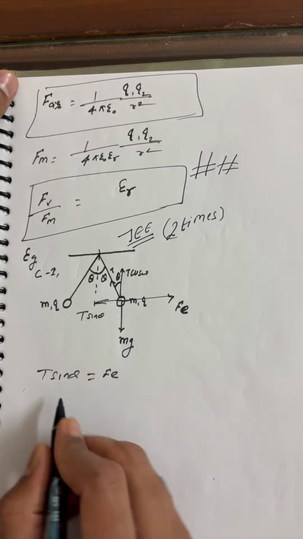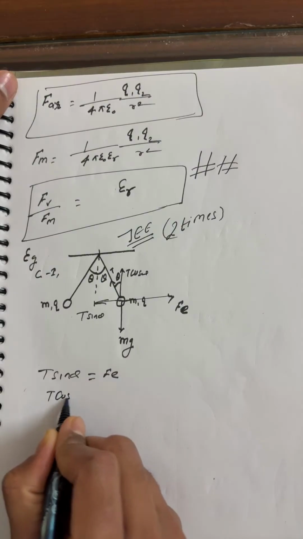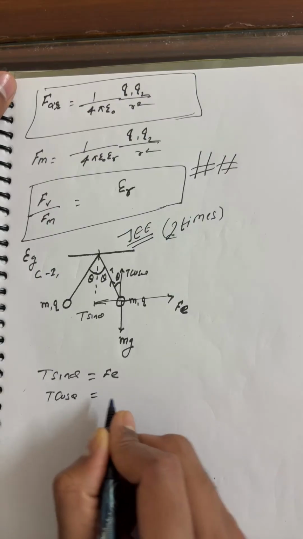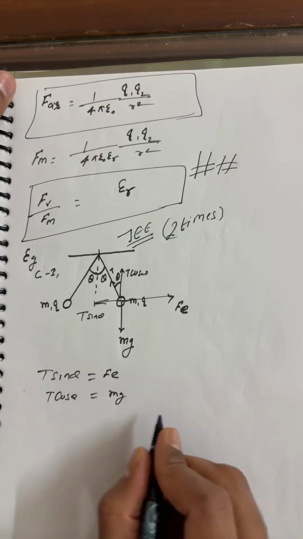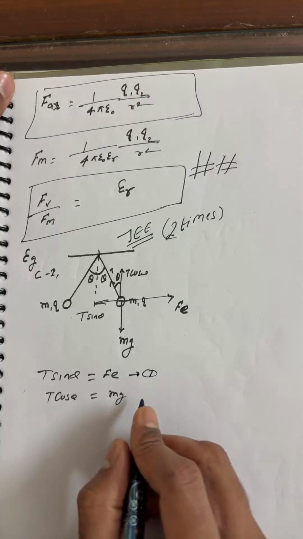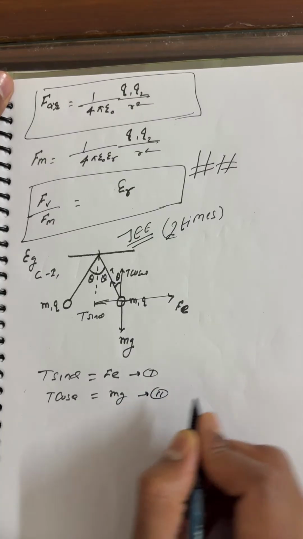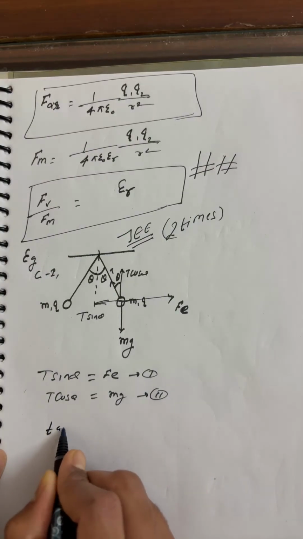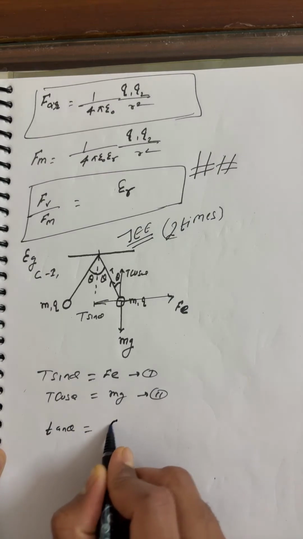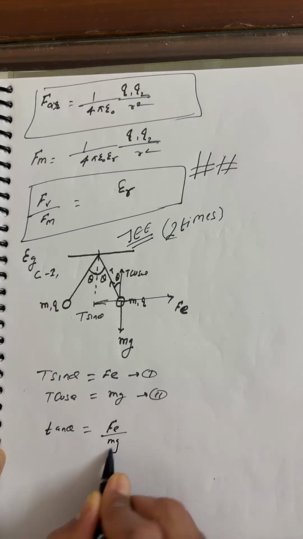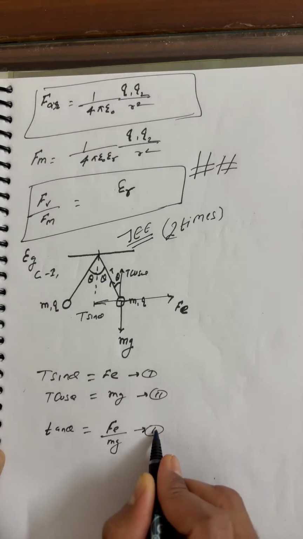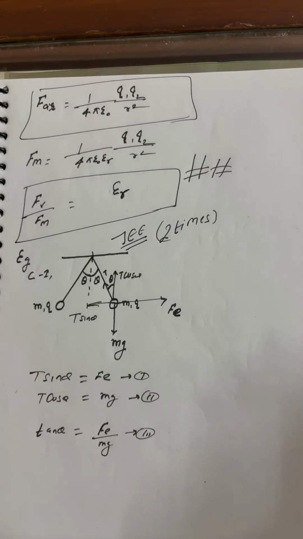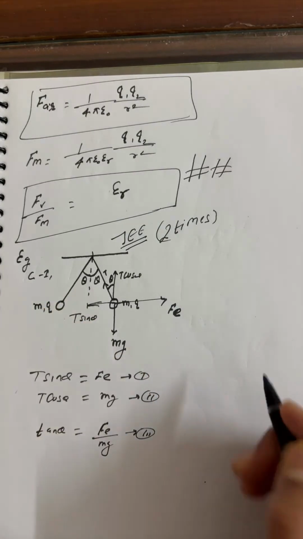Okay, then, you can see this is T cos theta, which equals mg. Just divide these two. You can see this is equation number one, and this is equation number two. So you can write, just divide, and you get tan theta, which is nothing but Fe by mg. Say this is equation number three. This is case one.